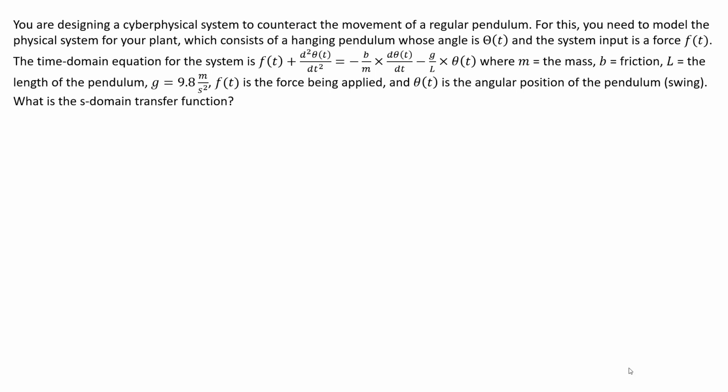So you need to model the physical system. I chose this because a pendulum is a fairly easy system to model, at least a single pendulum. Once you get into double pendulums, then it becomes crazy.